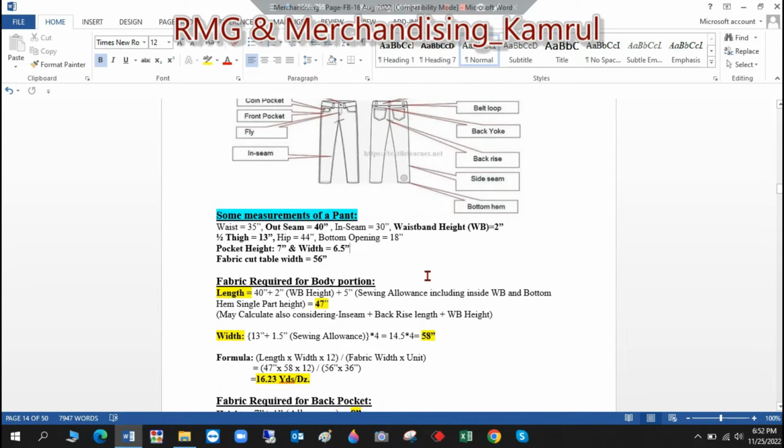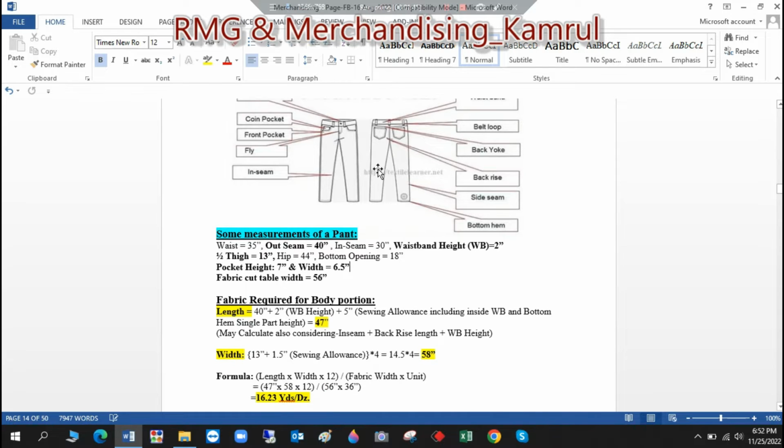Now come to the first point, fabric required for the body portion. For the body portion, you have to consider the length first, the total length, then the total width. If we get the length and width and put the values in the formula, we will get the consumption. Now, how can we calculate the length? See here, this is the out seam.